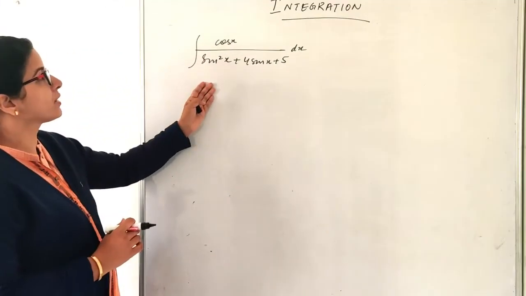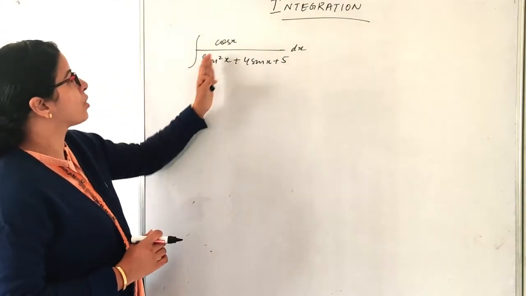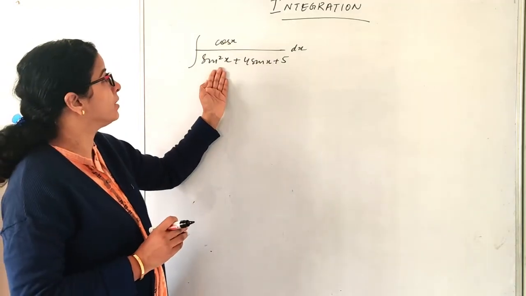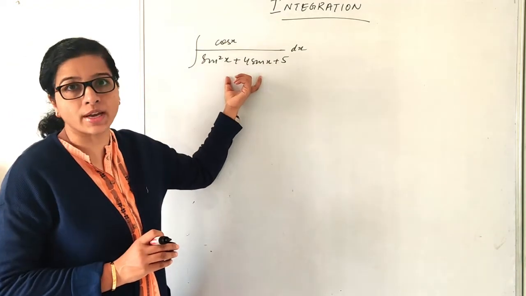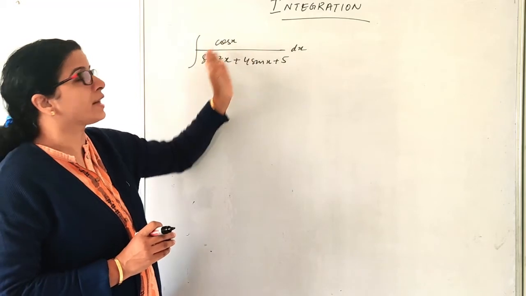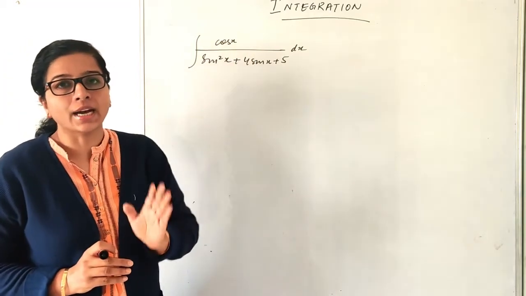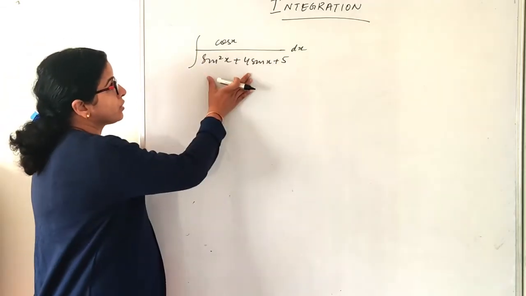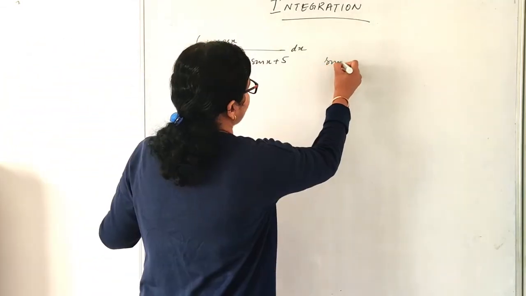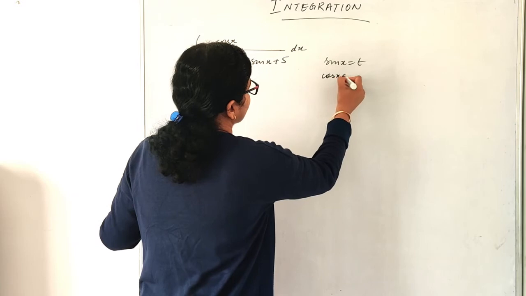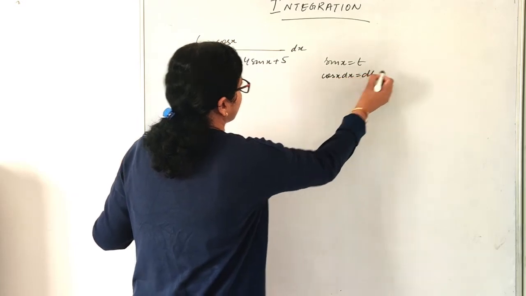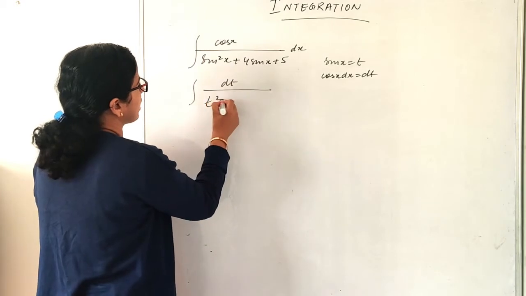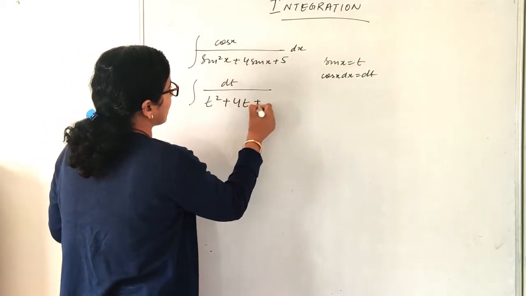So now let us check this question. We have been given integration cos x upon sin square x plus 4 sin x plus 5. We have been given the denominator in terms of sin and in the numerator I have cos, and we know that the derivative of sin x is cos. So what we are going to do, first of all, we will let sin x as t, cos x dx equals dt, right? So it will become dt upon t square plus 4t plus 5.